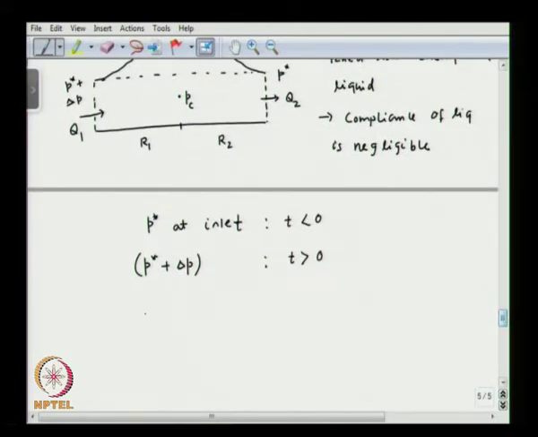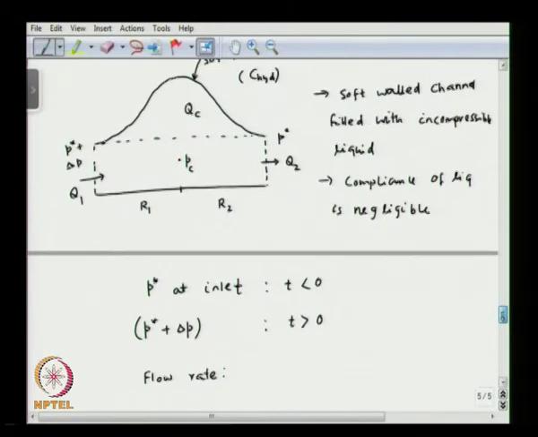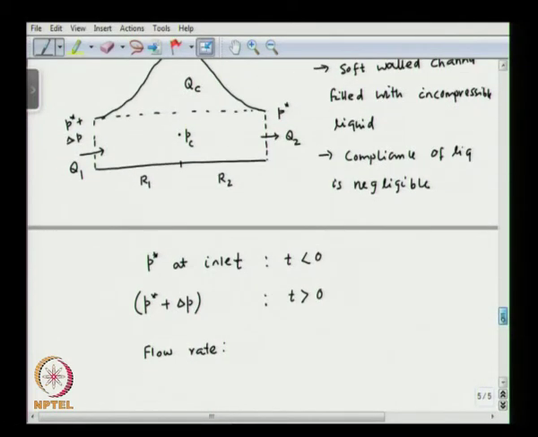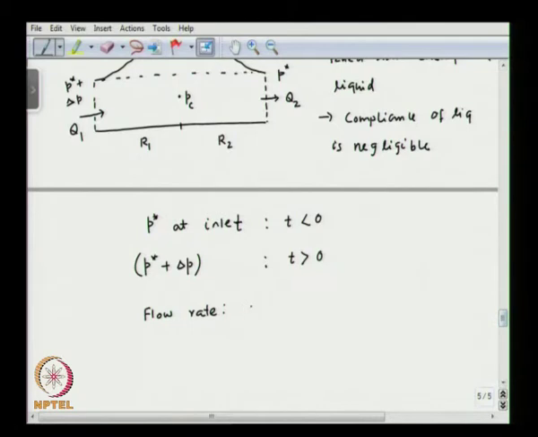So, the flow rate at the inlet, you can find out the flow rate. When pressure is P star at t less than 0, the membrane is in the undeformed state, and when the inlet pressure changes to P star plus delta P, then the membrane keeps on deforming. So, the flow rate Q1 that is coming in at the inlet is equal to P star plus delta P minus Pc, the central pressure, divided by R1.